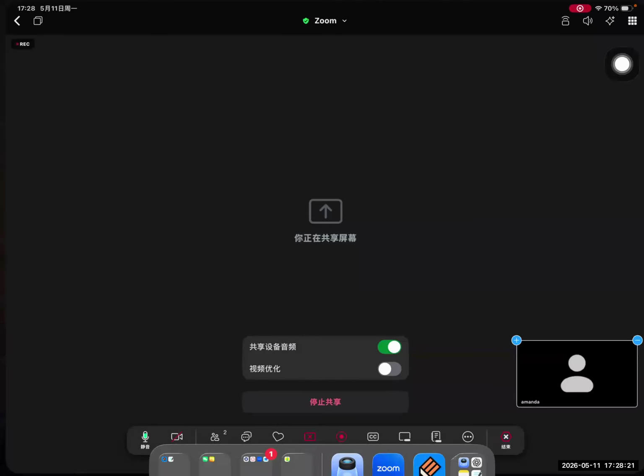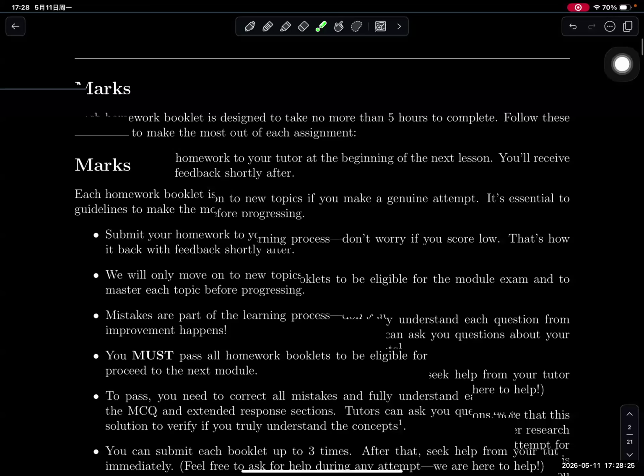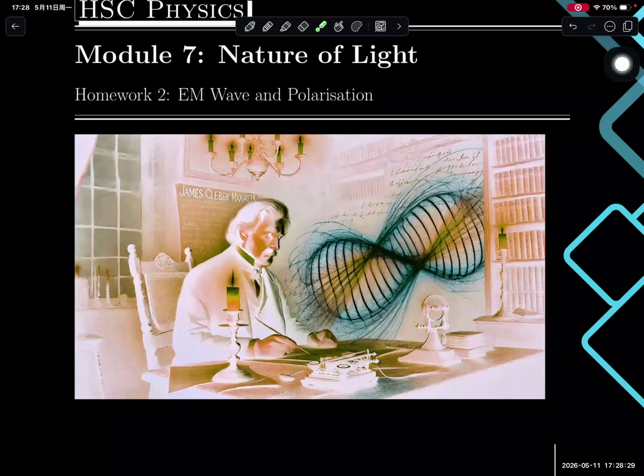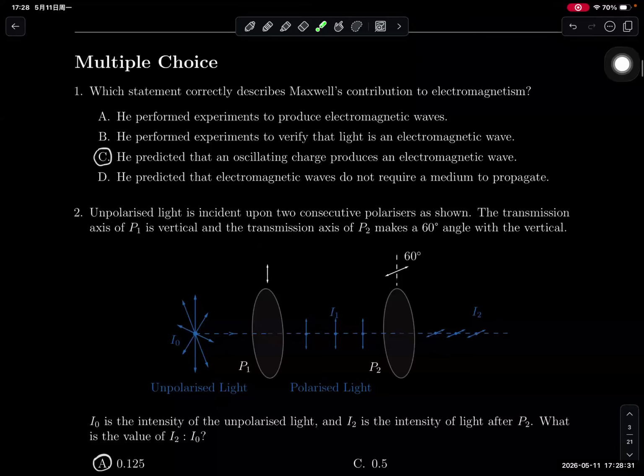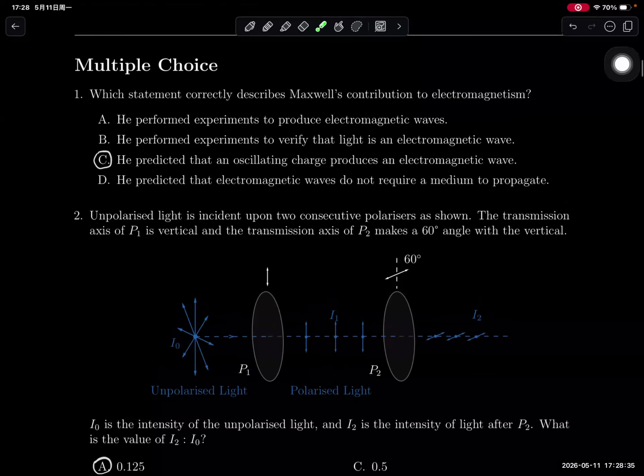All right. Okay, so this is the homework for electromagnetic wave and polarization. So the first question, which statement correctly describes Maxwell's contribution to electromagnetism? So the correct answer will be C.